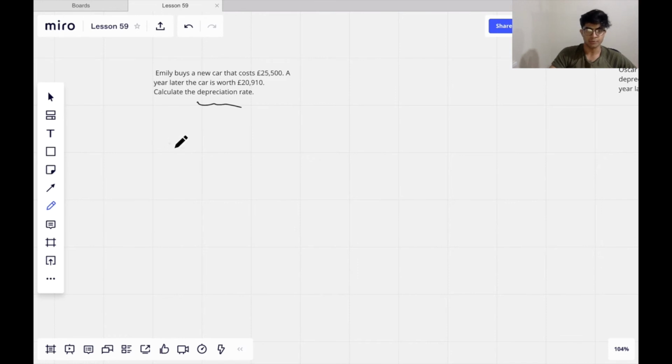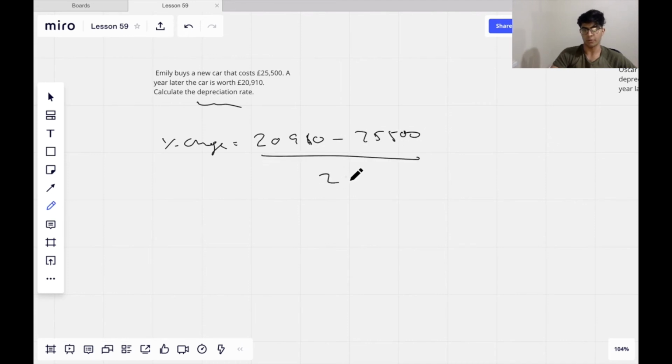We go formula again: new value minus old value divided by old value times by 100. Get the calculator out. 20910 minus 25500, divided by 25500, times by 100, gives minus 18%. So therefore the percentage change is an 18% decrease.